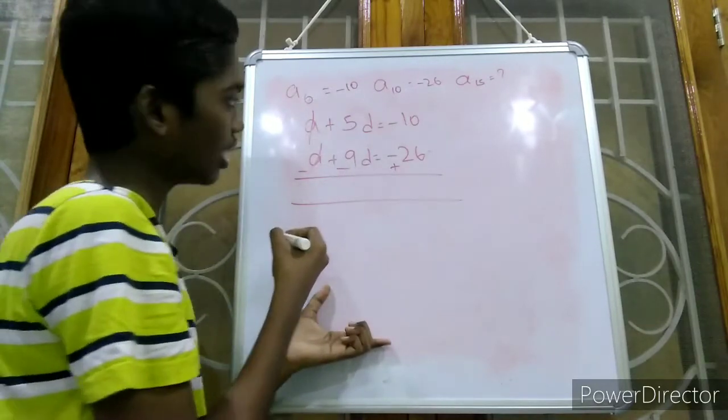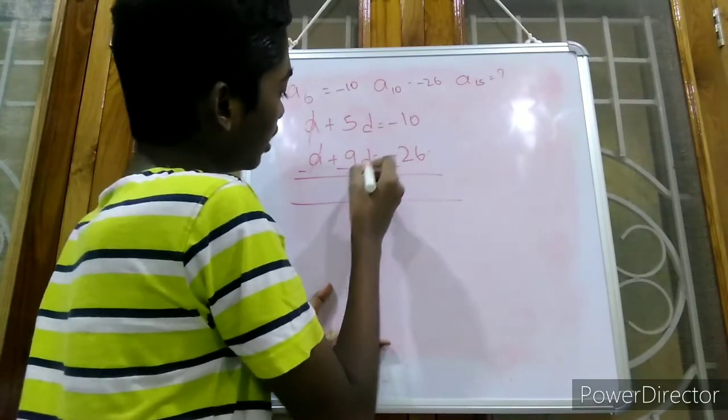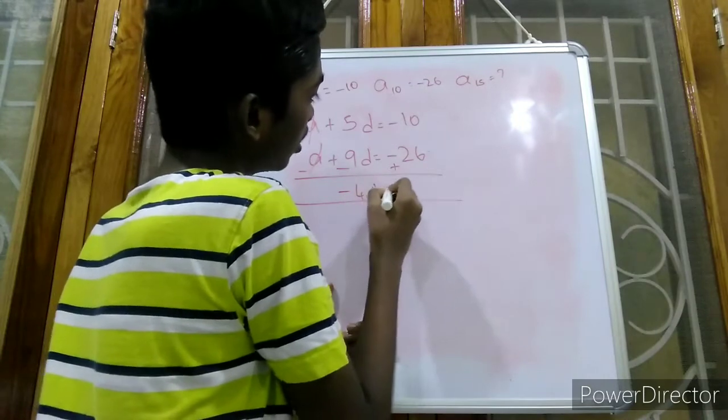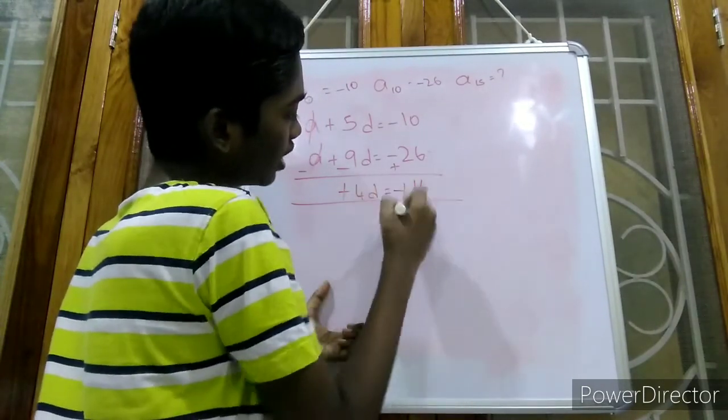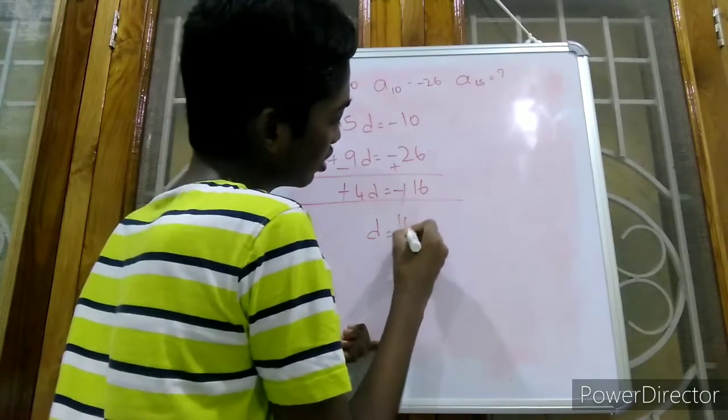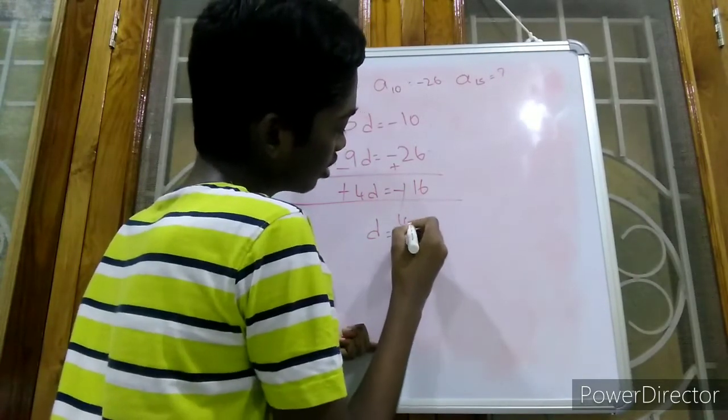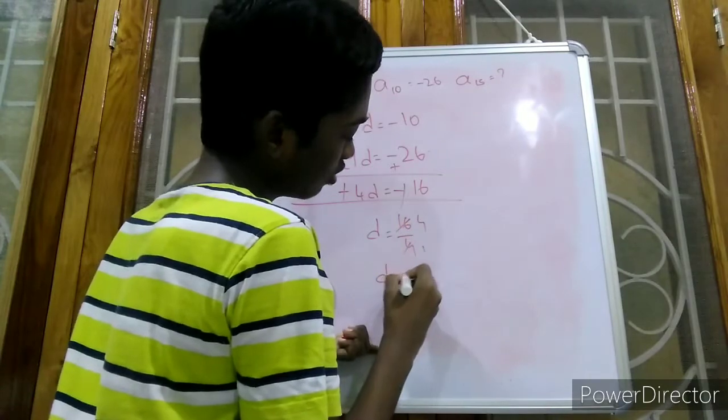A gets cancelled. 5D minus 9D is minus 4D, which equals minus 10 plus 26, that is minus 16. So here minus minus gets cancelled. D is equal to 16 by 4. 4 ones are 4, 4 fours are 16. D is equal to 4.